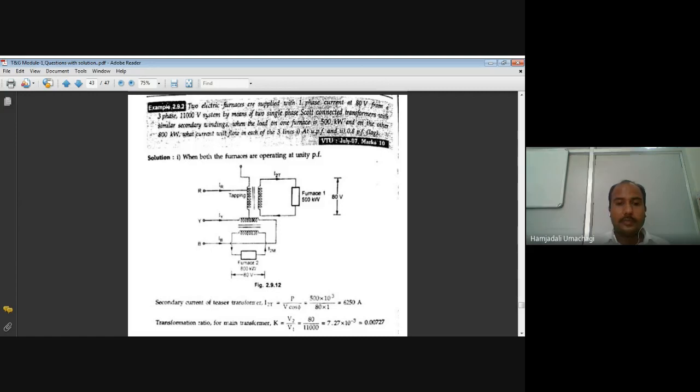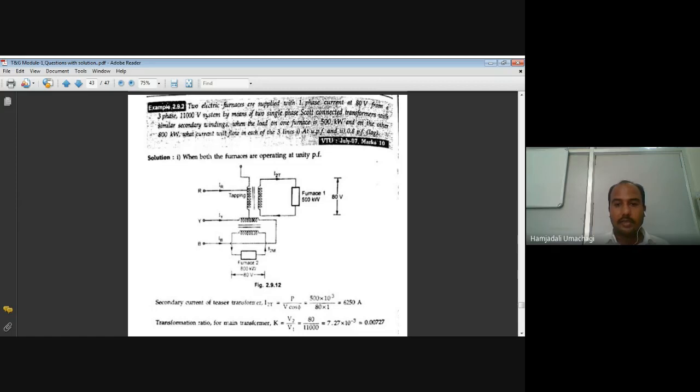The problem statement is: two electric furnaces are supplied with single-phase current at 80 volts from a three-phase 11,000 volt system by means of two single-phase Scott-connected transformers with similar secondary windings. The load on one furnace is 500 kilowatt and on the other is 800 kilowatt. What current will flow in each of the three lines?